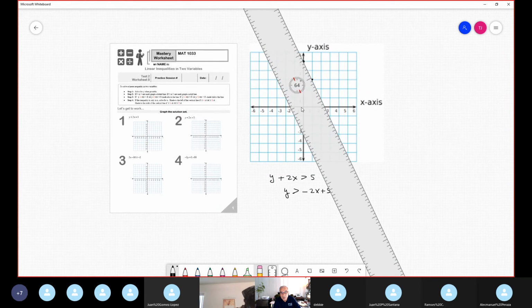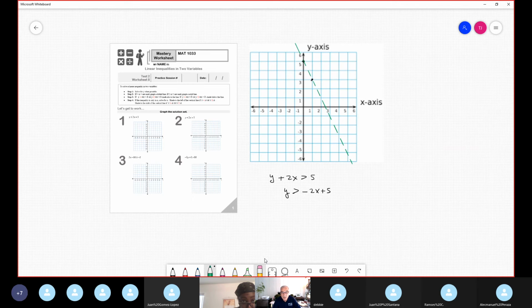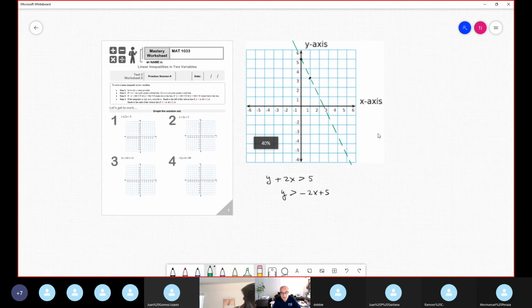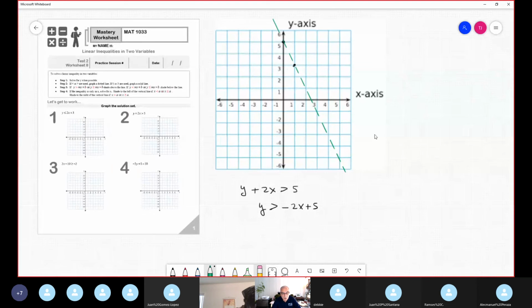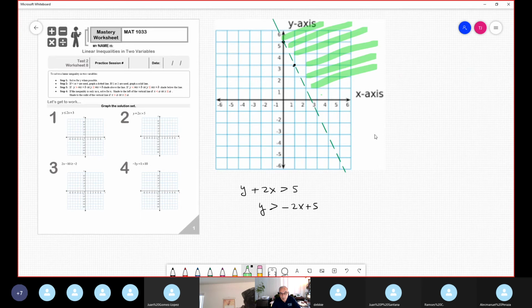Okay. Good. Again, green color. But now, important thing, dotted line. Look at that. That means the boundary connecting this semi-plane does not belong to the solution. And what part do you shade? I shade above the line.